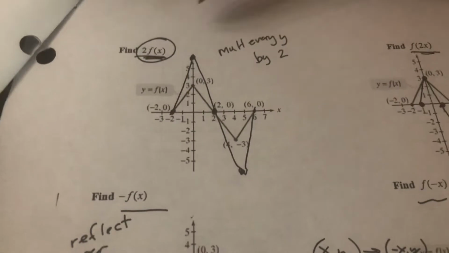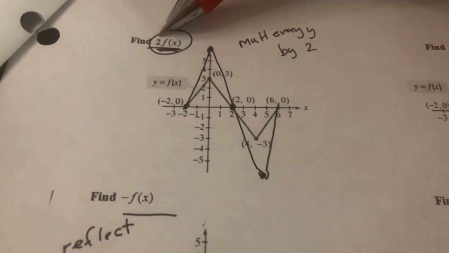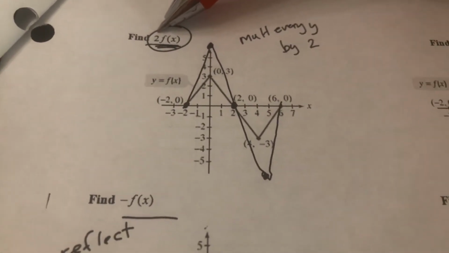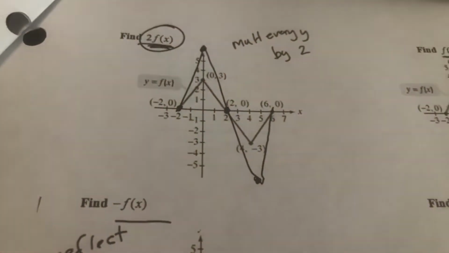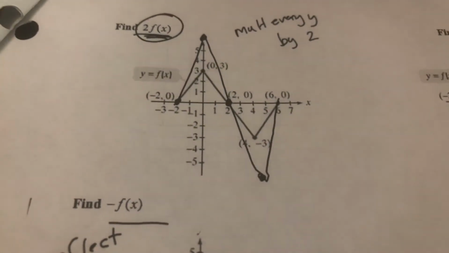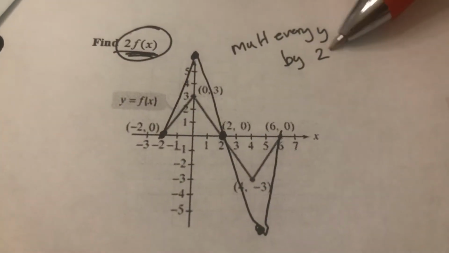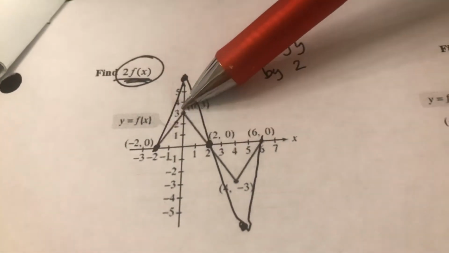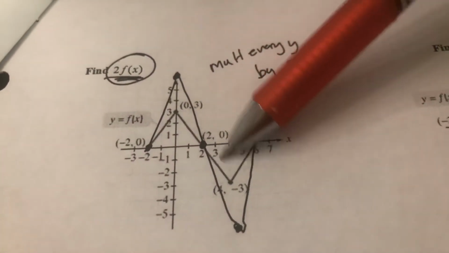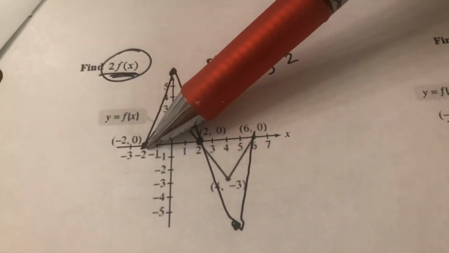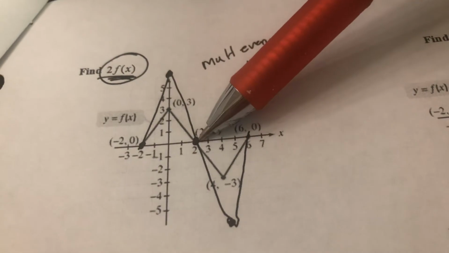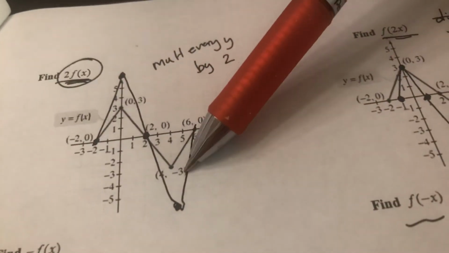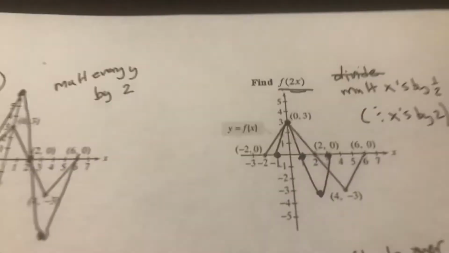So when the number's on the outside, remember, it affects, like 2 sine x makes the graph 2 taller. So that's why you're going to take every y value and make it 2 taller. So this was the original one, and then every y value got multiplied by 2. That y value got multiplied by 2, and so on for each point.